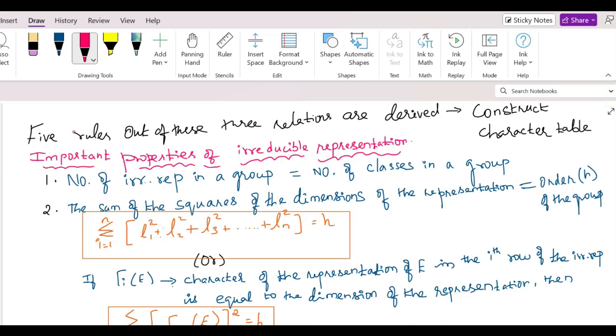So, based on the above theorem, the 5 rules out of these 3 relations have been derived, and this will be much helpful for the construction of the character table. So here the important properties of the irreducible representation are indicated by these 5 rules. So what are the 5 rules? The number of irreducible representations in a group will be equivalent to the number of classes in a group. So this is the first rule.